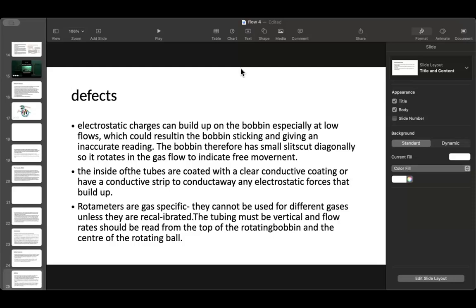Remember that electrostatic charges can build up in the bobbin, especially at low flow rates, which can result in the bobbin sticking and giving you a less accurate reading. The insides of the tubes are coated with a clear conductive coating, or have a conductive strip, to conduct away any electrostatic forces that build up. Rotameters are gas specific. They cannot be used for different gases because the level to which the bobbin will go up and down depends, as we said, on the viscosity and the density. So each rotameter should be fixed to a specific gas.